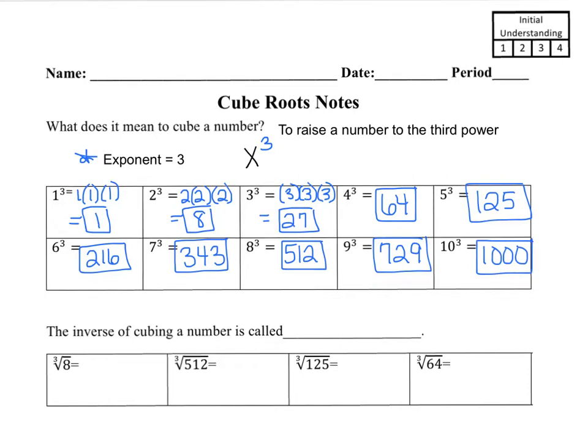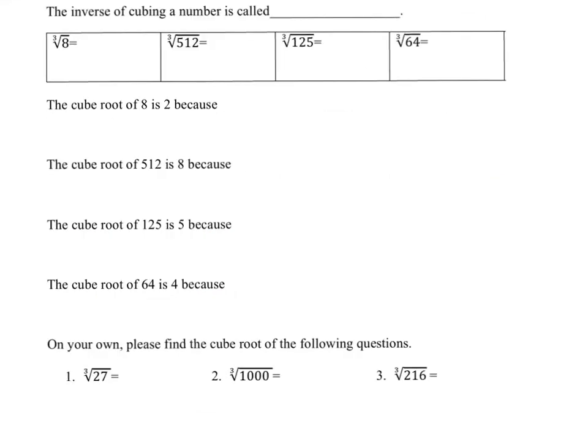So now let's discuss what the inverse of cubing a number is called. The inverse of cubing a number is called the cube root. So what exactly is a cube root? Let's look at the cube root of 8. If you notice here, this looks like a square root symbol, but there's a 3 in front of it. That indicates it's a cube root. And the cube root of 8 is equal to 2.